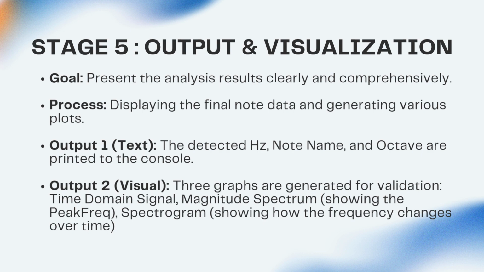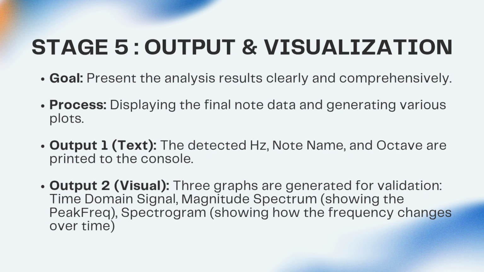The second is visual validation: three graphs. These plots allow us to visually confirm the entire process. The first one is the time domain signal. This plot shows the raw audio data, the simple sound wave. We use it to confirm the quality of the initial recording. The second one is the magnitude spectrum. This graph is critical. It shows the strength of every frequency present in the sound and visually highlights the largest spike, which is our peak frequency.